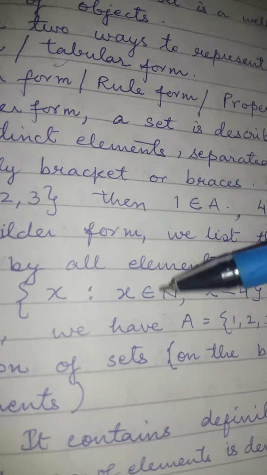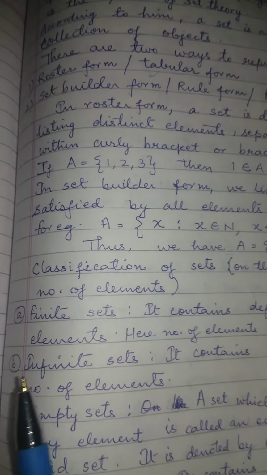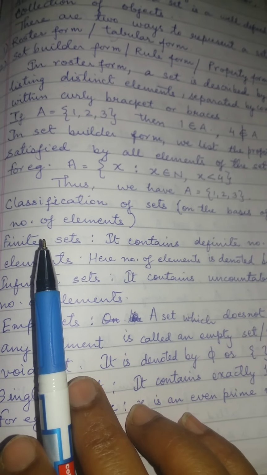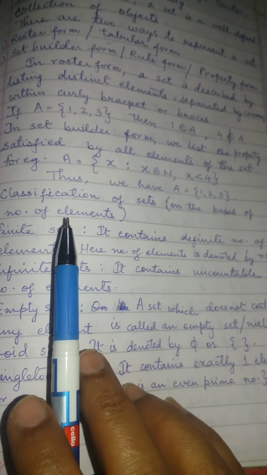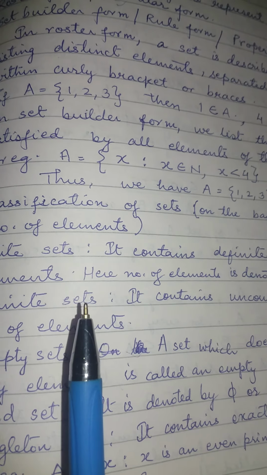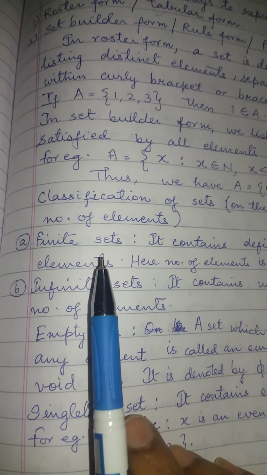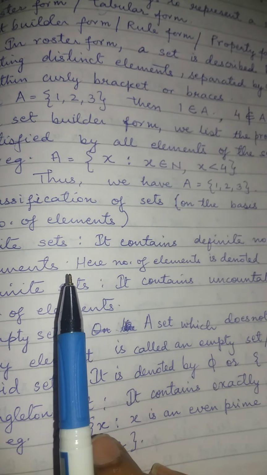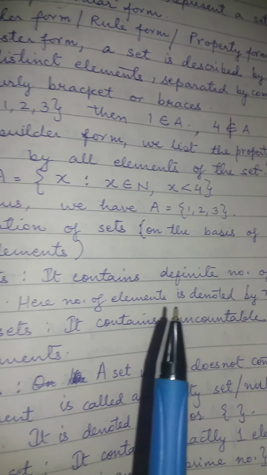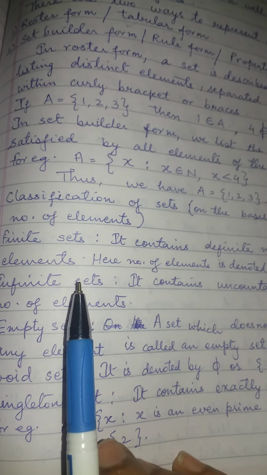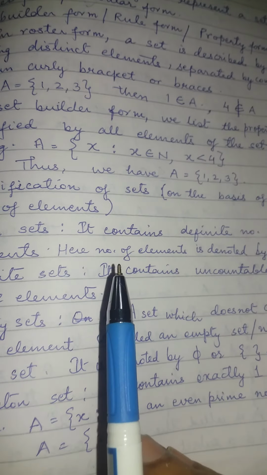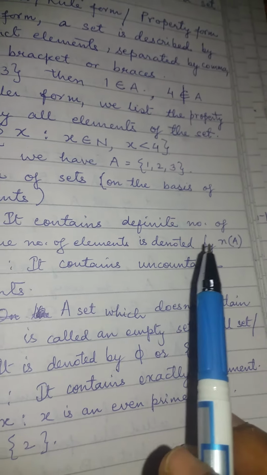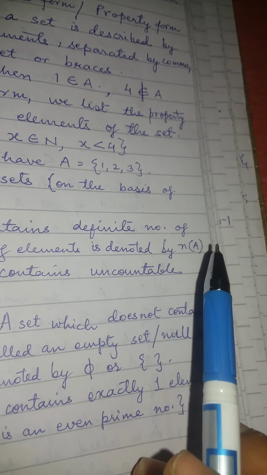Now this is about the representation of sets. Now we want to classify sets on the basis of the number of elements. So there are two classifications. One is finite set, the other one is infinite set. A finite set is a set which contains a definite number of elements. Means the number of elements of the set can be determined, and the number of elements of the set is denoted by n(A).